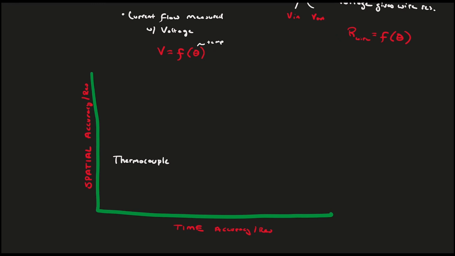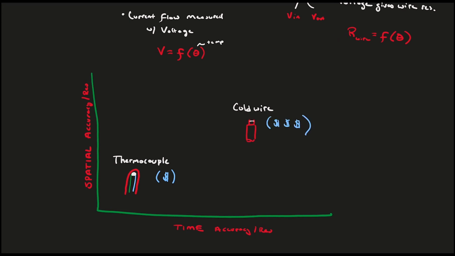in the bottom left. There is a limit to how small they can be made, and they do not change very fast in time due to the mass of the welded junction. However, they're dirt cheap. Cold wires are more expensive and require similar resources as a hot wire, so tens of thousands of dollars. These can change temperature very fast and can be made very small.